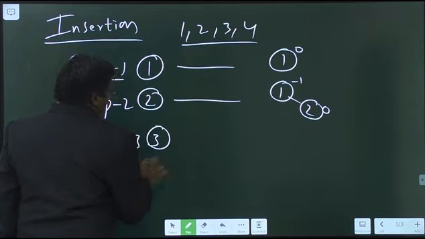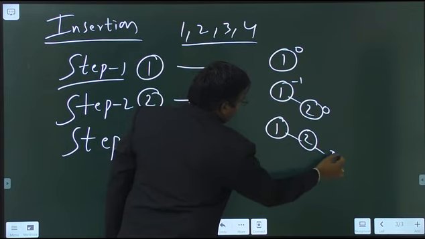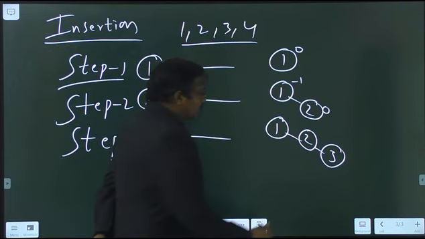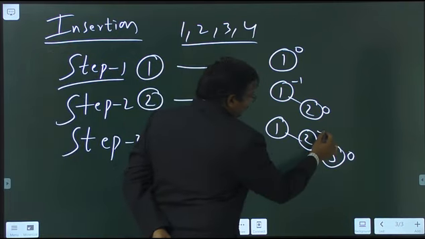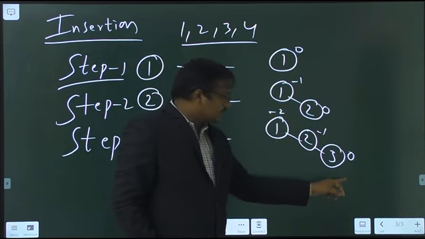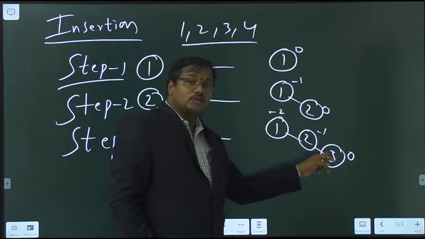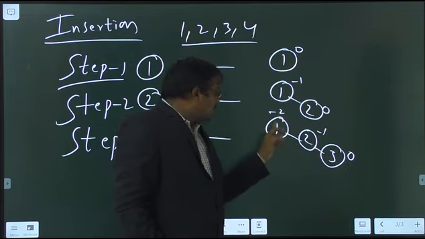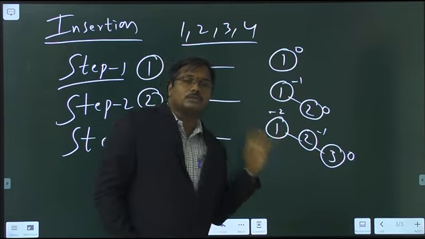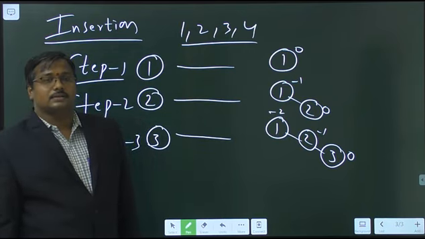We want to insert the third element. So 1, 2, and we insert 3 like this. Whenever we are computing the balance factors: 0, -1 and -2. Height of the left subtree is 0, height of the right subtree is 0, 0 minus 0, 0. Height of the left subtree is 0, height of the right subtree is 1, 0 minus 1, -1. Height of the left subtree is 0, height of the right subtree is 2, 0 minus 2, -2. So this is the way to compute balance factors.